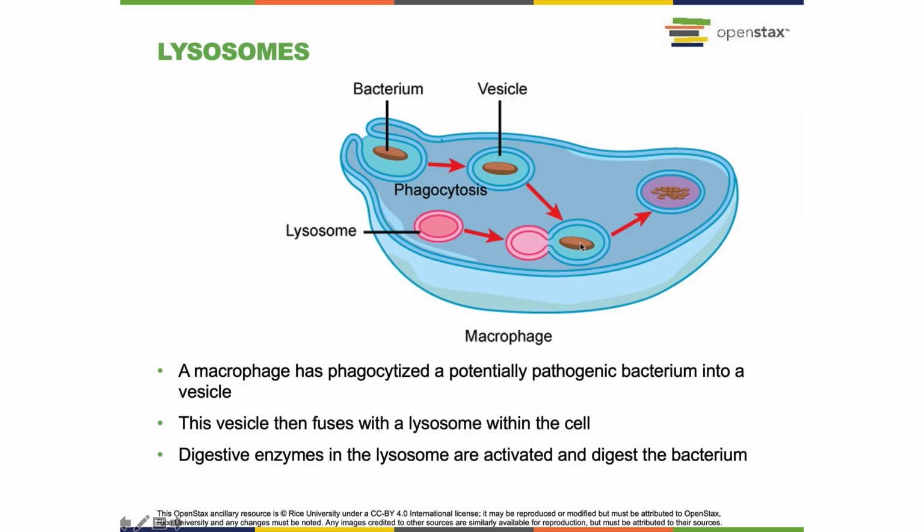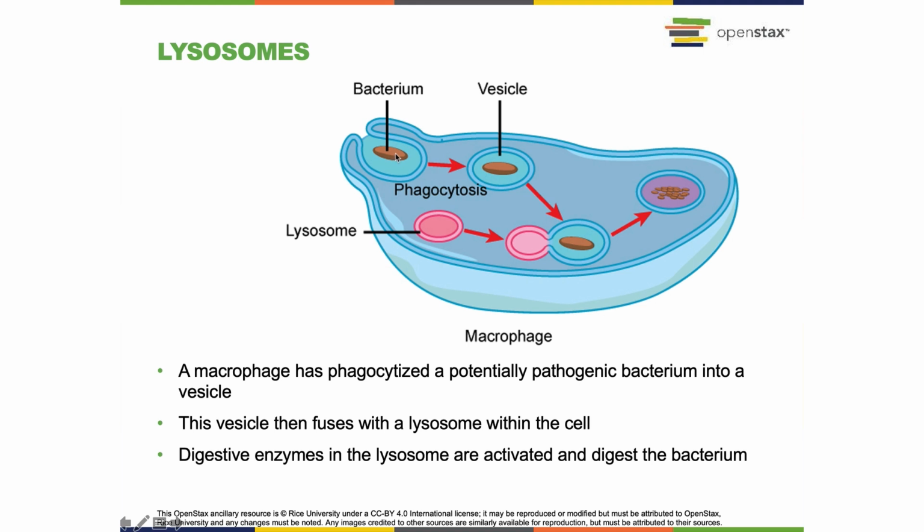And then whatever nutrients the cell can get from that, it'll absorb through the membrane of the vesicle. And then the rest of it is waste, which can migrate to the edge of the cell and release the waste outside of the cell. Okay, so this is the way that lysosomes are involved in digestion.